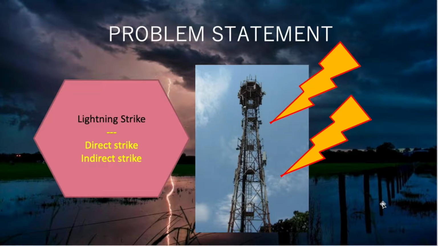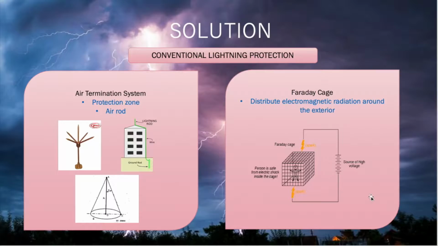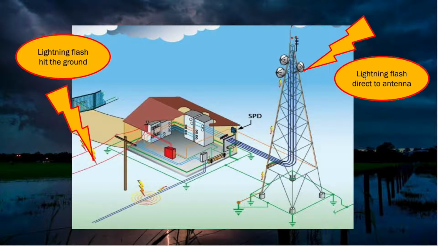Lightning strikes can be categorized into two types: direct strike and indirect strike. A direct strike is lightning that strikes an object directly. Lightning current flows through the conductive parts of the whole structure, creates a high voltage difference, and can cause significant damage to the device, building or line itself. In some cases, a direct lightning strike can cause the building or structure to catch fire. Sorry, I go to the slide. Here you can see the lightning flash directly into the antenna.